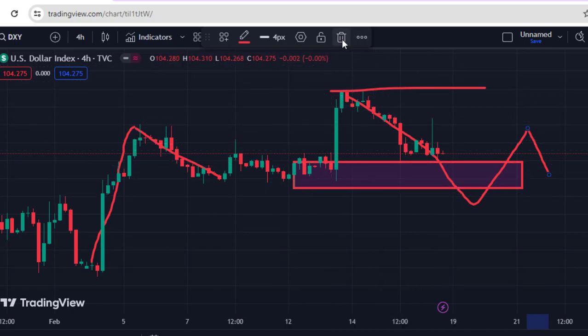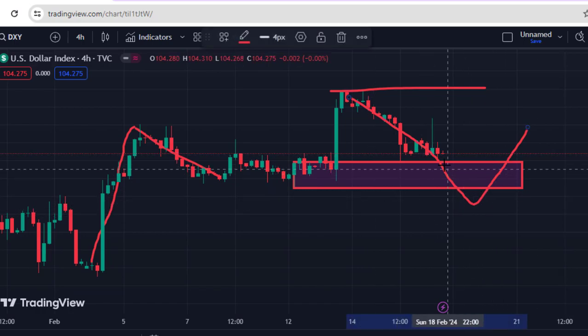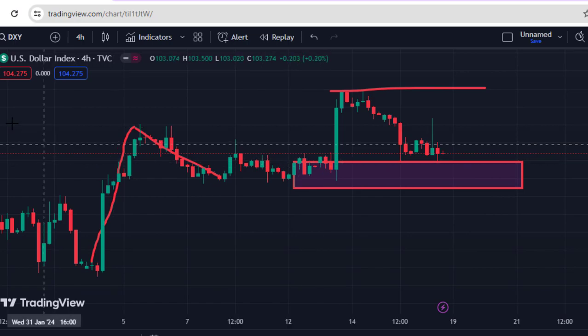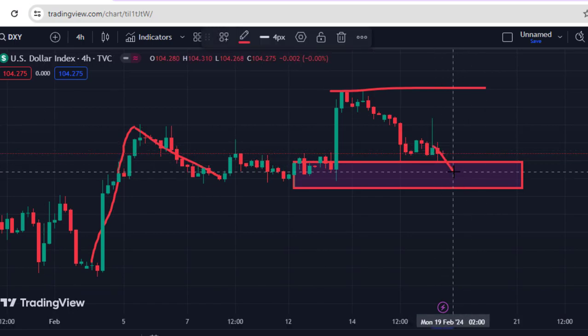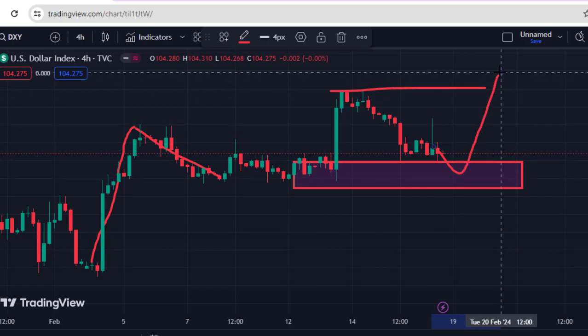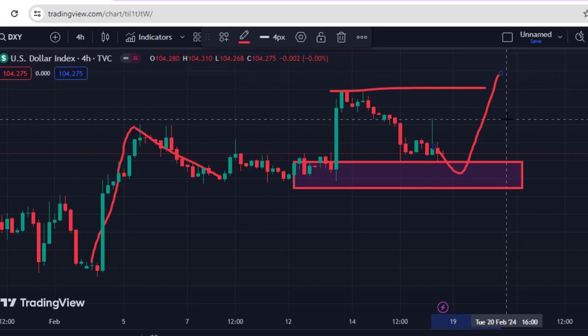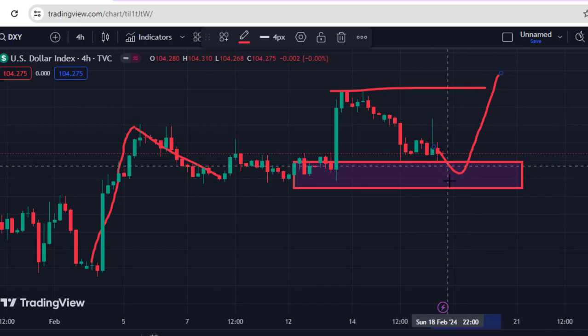Now, on the other hand, if we do not see the market break this level of important support, that means the market comes into this area and fails to break, so this market still has the capacity to move to the upside. That means the dollar is still going to be strong next week. So this is what you need to pay attention to right now on this chart. So pay attention to this level.